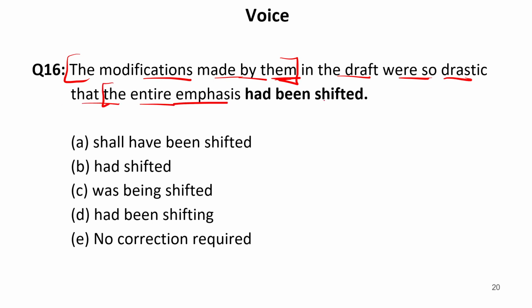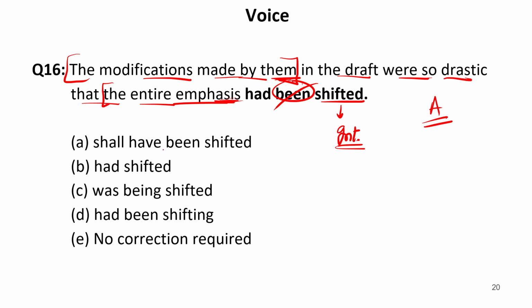Now in this sentence we can see the word shifted, but shifted is an intransitive verb, and if it is an intransitive verb, it should not be converted into passive voice. Moreover, it does not have any object. Of course, emphasis is the subject over here. So been is not required because the sentence has to be made in active voice, not in passive voice. Shifted is an intransitive verb.